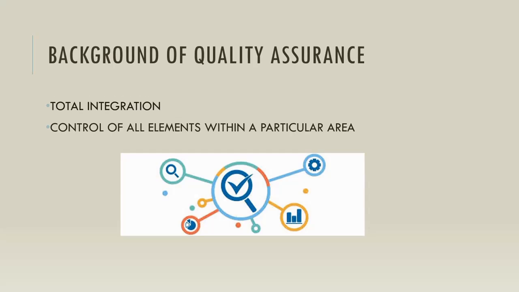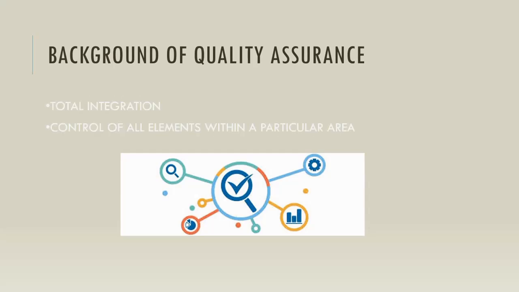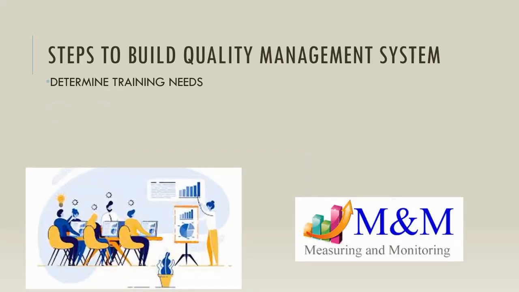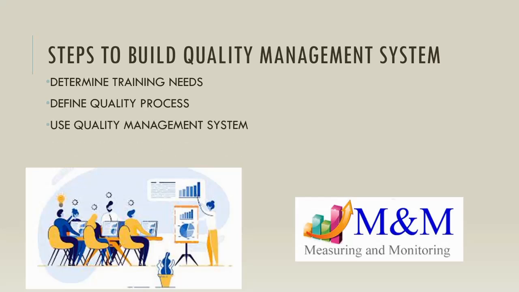So this is the background. If you are producing the garment, then training and retraining is the only way you can develop the skill. You can develop the competency. So that's why determination of the training needs is very important. Define the quality process. So how is this quality process there? To ensure quality, what are the different processes involved?